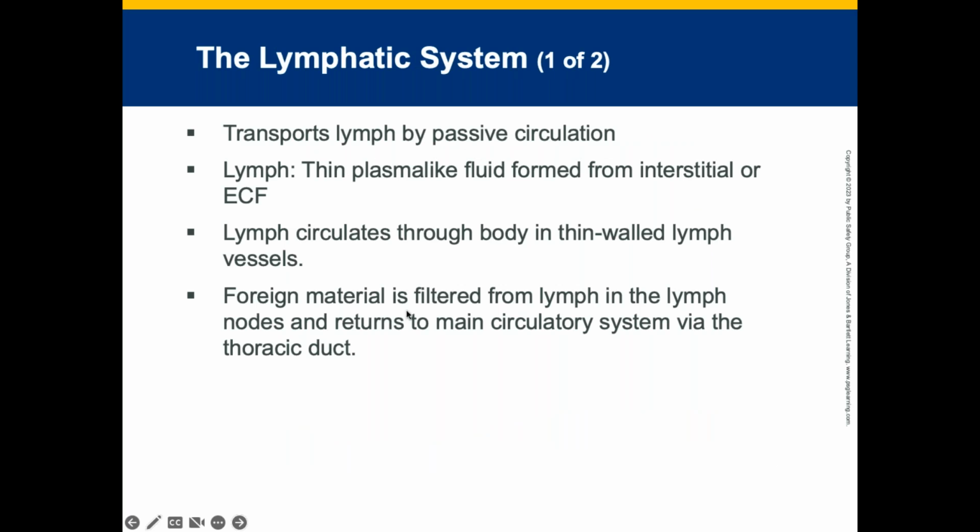All right. So lymph is a thin plasma-like fluid formed from interstitial fluid, or ECF. The lymph circulates through the body in thin-walled lymph vessels, where foreign material is filtered from the lymph. It's kind of like our septic system, where we get rid of all the bad stuff in the lymph nodes, and the lymph returns to the main circulatory system via the thoracic duct.